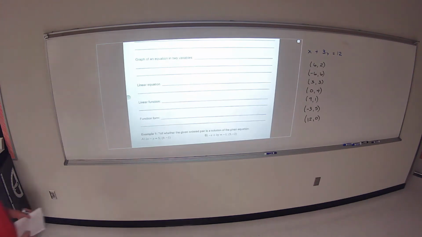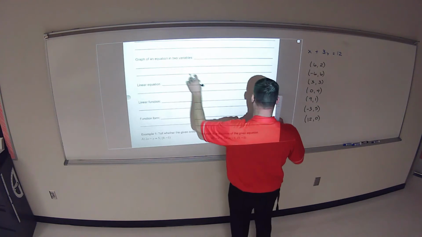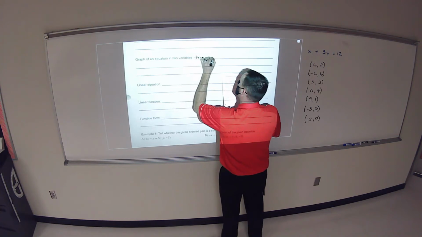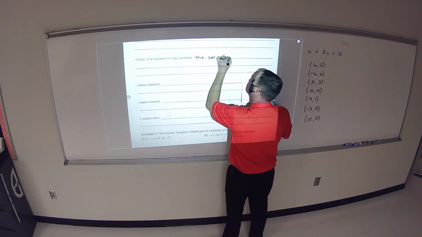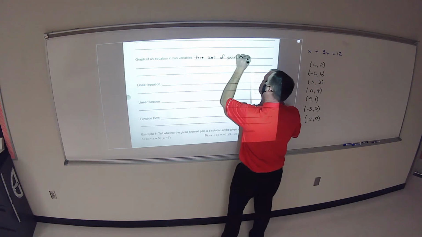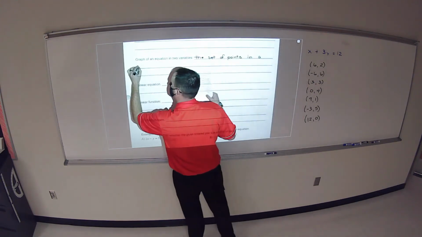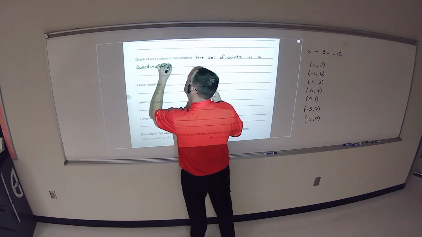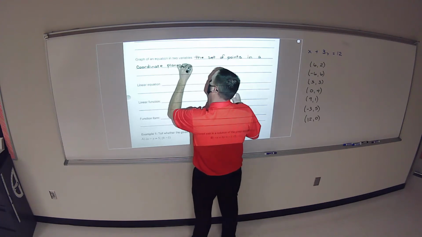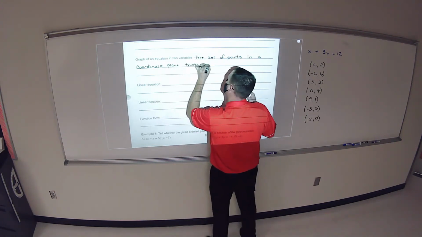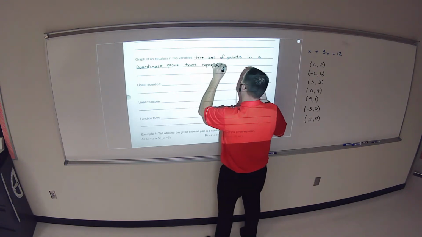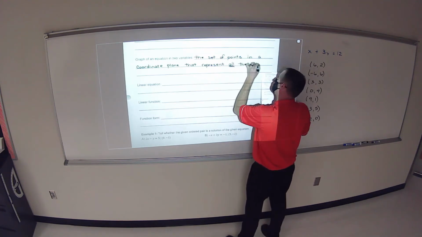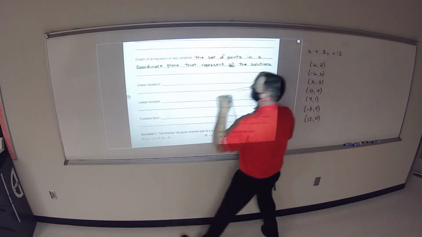So, the graph of an equation in 2 variables is the set of points in a coordinate plane that represent all the solutions of an equation.